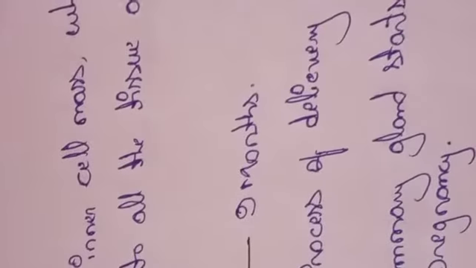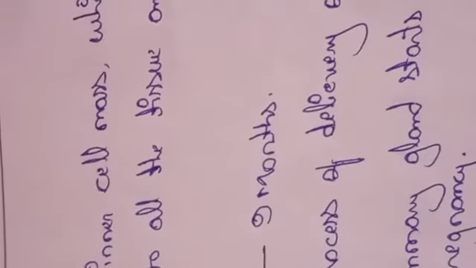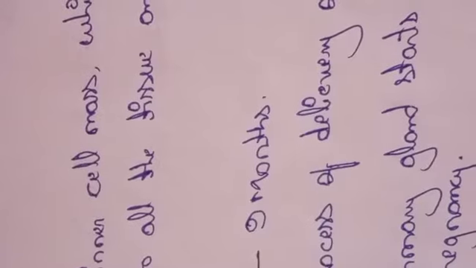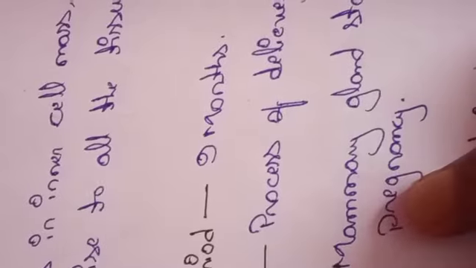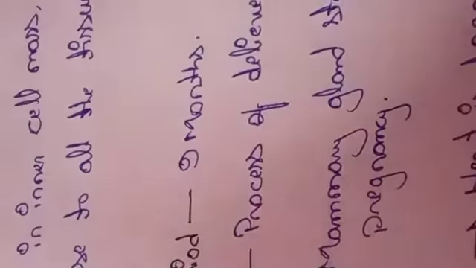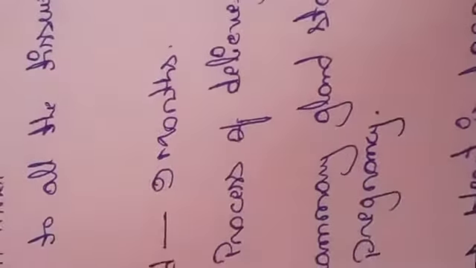Now our next topic is stem cells. A stem cell is a certain cell in the inner cell mass which has the potency to give rise to all the tissues and organs. Then the important points: the gestation period is 9 months. Parturition is the process of delivery of birth. Lactation is when the mammary glands start producing milk at the end of pregnancy.